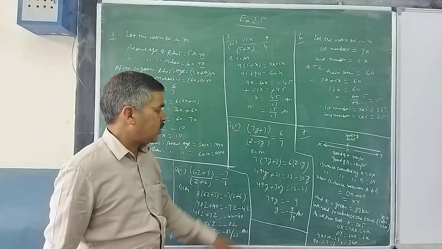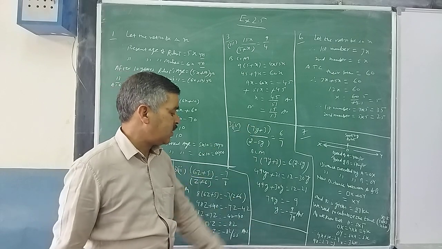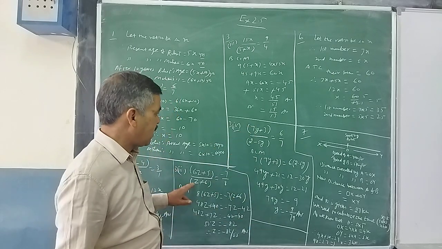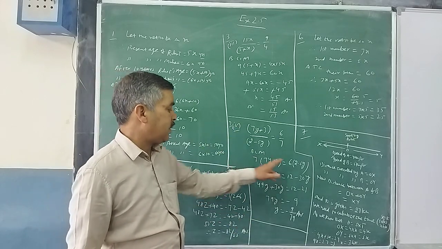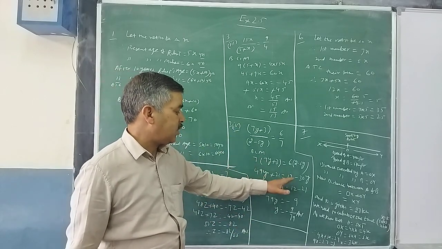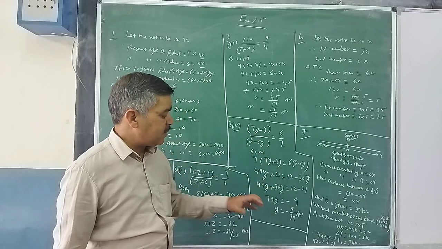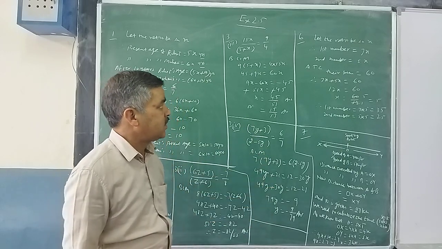Same procedure you can follow here to get the value of y. Same equation like what we did here. Be careful about your signs operation and brackets operation. When you are multiplying, do not commit mistakes related to your signs.